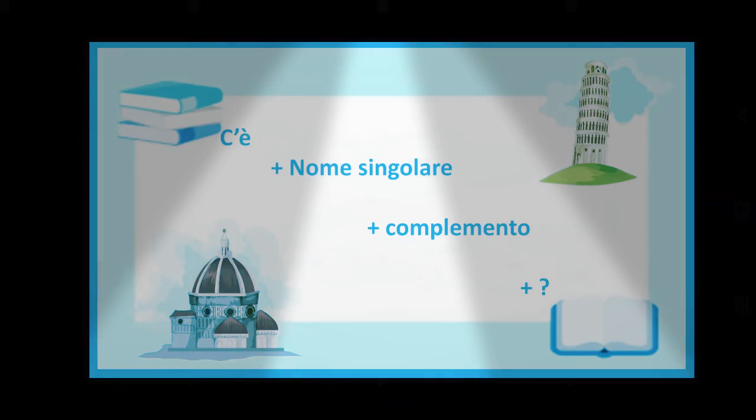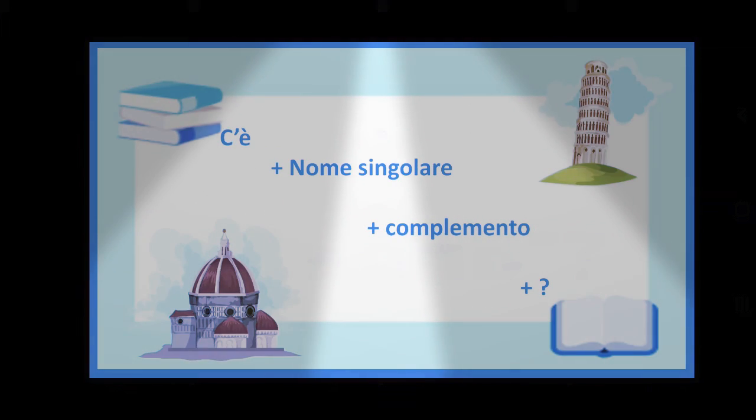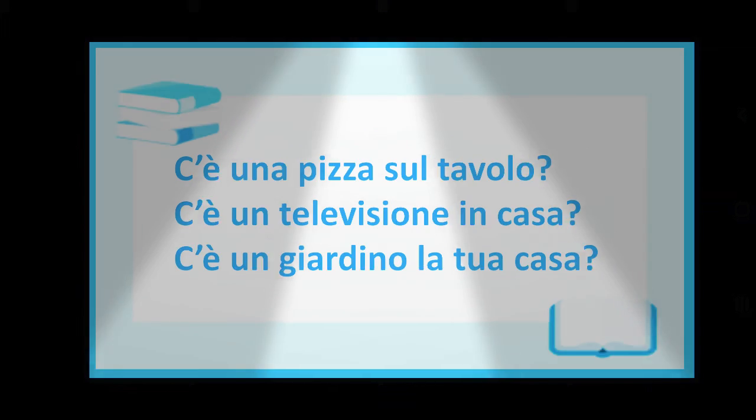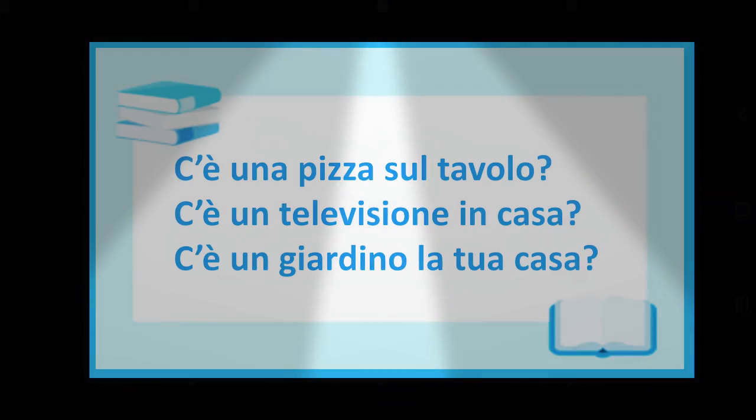Now, if we want to change these sentences into a question, the structure is similar to the positive context. On this occasion, we add a question mark at the end of the sentence. For answering positively, we say sì, c'è, and negatively, no, non c'è.